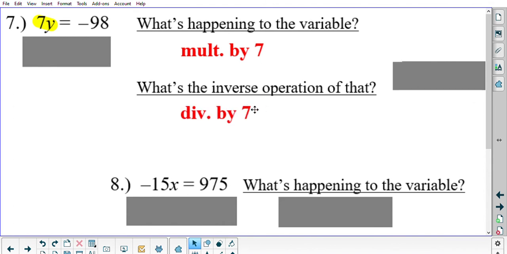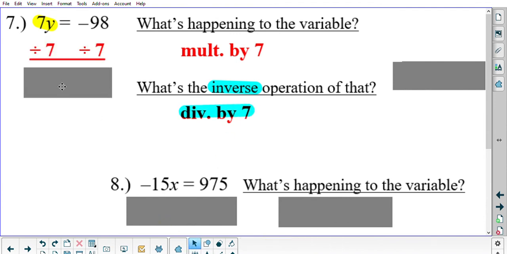Notice the 7 did not turn negative. The inverse of multiplication is division. We are not inversing the number. Underneath the equation, we are going to do the inverse operation. What did we say the inverse was? We said the inverse was dividing by 7. So that's what we do underneath the equation on both sides.